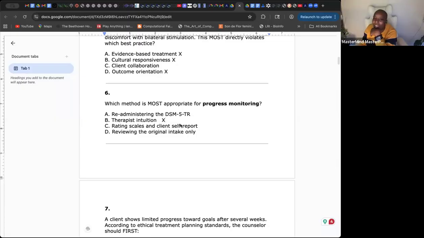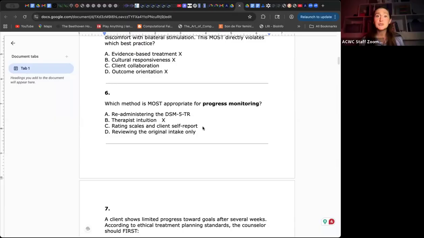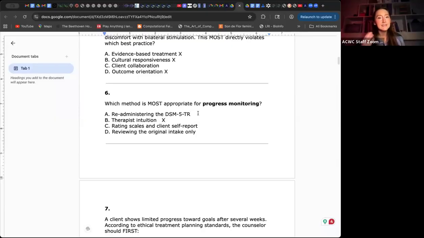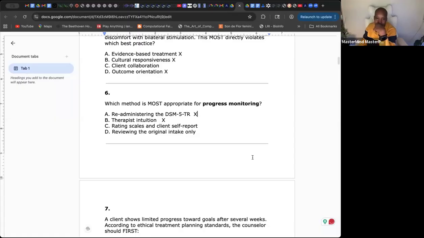So, not B. We were saying we're not psychic therapists. What else would you take out? I kind of want to remove A. For sure. What would be the rationale? Re-administering the DSM-5 TR doesn't make sense. Exactly, because the DSM is just a manual with criteria. It's not an actual assessment. We don't administer it to a client. It's like a guideline for diagnosing. So which method is most appropriate for progress monitoring? Rating scales and client self-reports, or reviewing the original intake only?